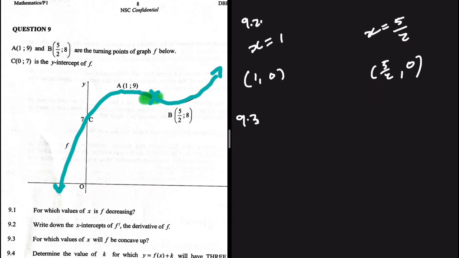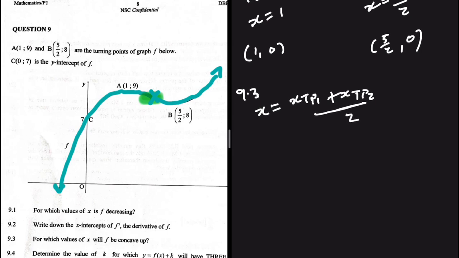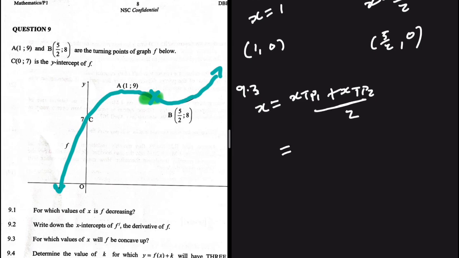How can we find that point? We can say that x is equal to x of TP1 plus x of TP2, right, divided by 2. That's where we're going to find our point of inflection. So x is equal to 1 plus 5/2, divided by 2. I put that in my calculator: 1 plus 5/2, everything divided by 2. I'm getting 7/4. So x is equal to 7/4.